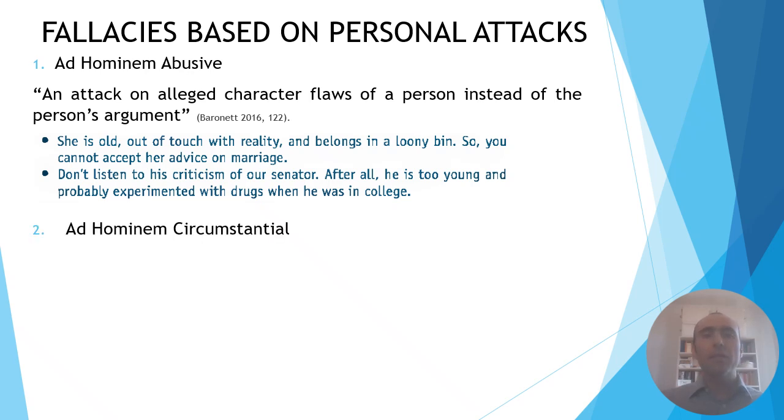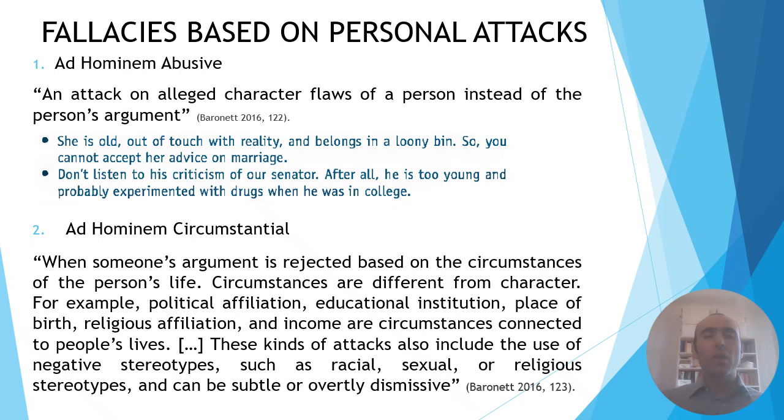A second type of fallacy based on personal attacks is the ad hominem circumstantial fallacy. This is when someone's argument is rejected based on the circumstances of the person's life. Circumstances are different from character. For example, political affiliation, educational institution, place of birth, religious affiliation, and income are circumstances connected to people's lives. These kinds of attack also include the use of negative stereotypes such as racial, sexual, or religious stereotypes and can be subtle or overtly dismissive.